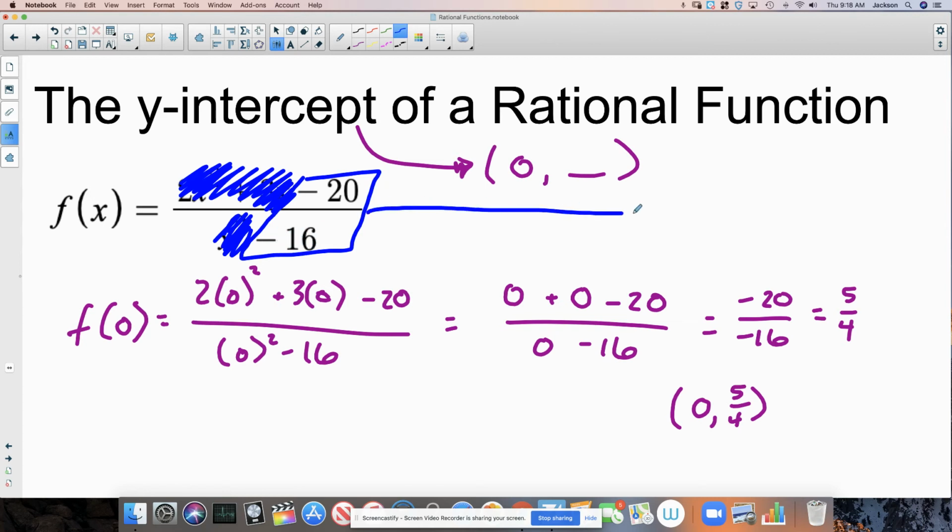All those x terms became zeros, right? So this is a sort of a shortcut for doing this algebraically. Just cover up all the x terms, even the ones that are squared, cubed, whatever, doesn't matter. And whatever is left over, that's where your y-intercept is going to be, okay?